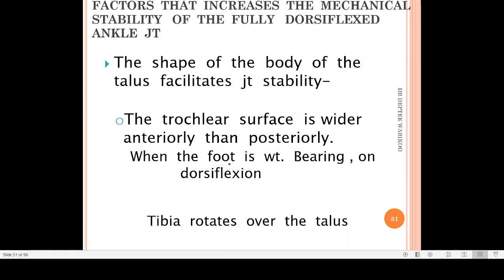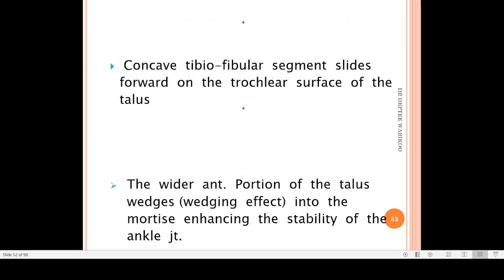Now, what are the factors that increase the mechanical stability of a fully dorsiflexed ankle? First is the shape of the body of the talus. The talocrural surface is wider anteriorly than posteriorly. So, when the foot is weight bearing in dorsiflexion, the tibia rotates over the talus and the concave tibiofibular segments slide forwards on the trochlear surface of the talus. The wider anterior portion of the talus wedges into the mortise. This enhances the stability of the ankle joint.